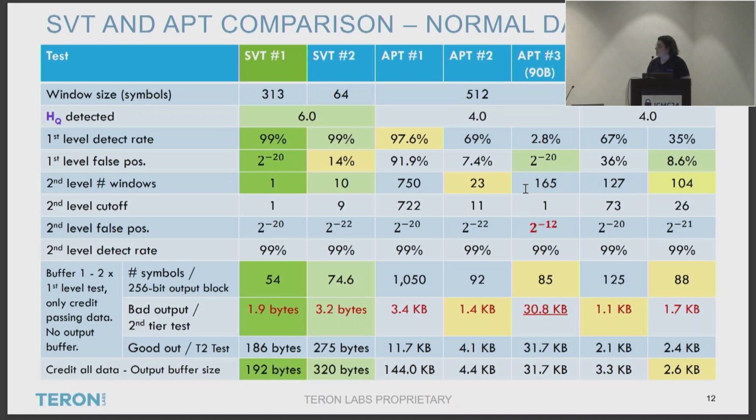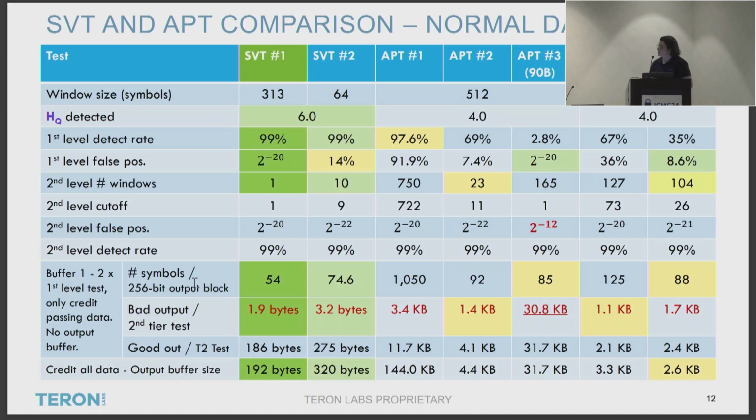I've got the number of second level windows and cutoff there, but these were all chosen such that I got the second level false positive rate as close to 2 to the minus 20 as I could, with a second level detection rate of 99%, just so that we can compare these trying to achieve the same thing. The exception is the NIST test, which has a second level false positive rate of 2 to the minus 12. So the 2 to the minus 20 is at the first tier instead.